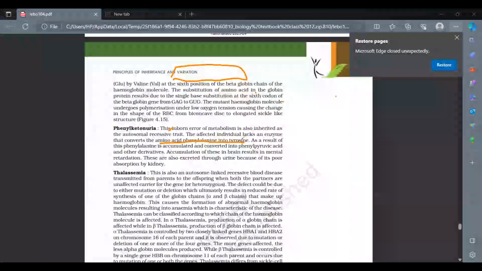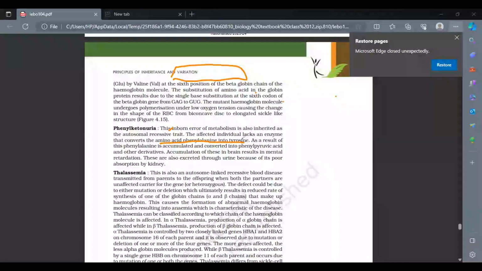If the phenylalanine gets accumulated in the body, after some time it gets converted into phenyl pyruvic acid, and this phenyl pyruvic acid reaches the brain of the individual and might lead to some kind of mental retardation. Also, because it is not absorbed by the kidney, it is sometimes present in the urine also.